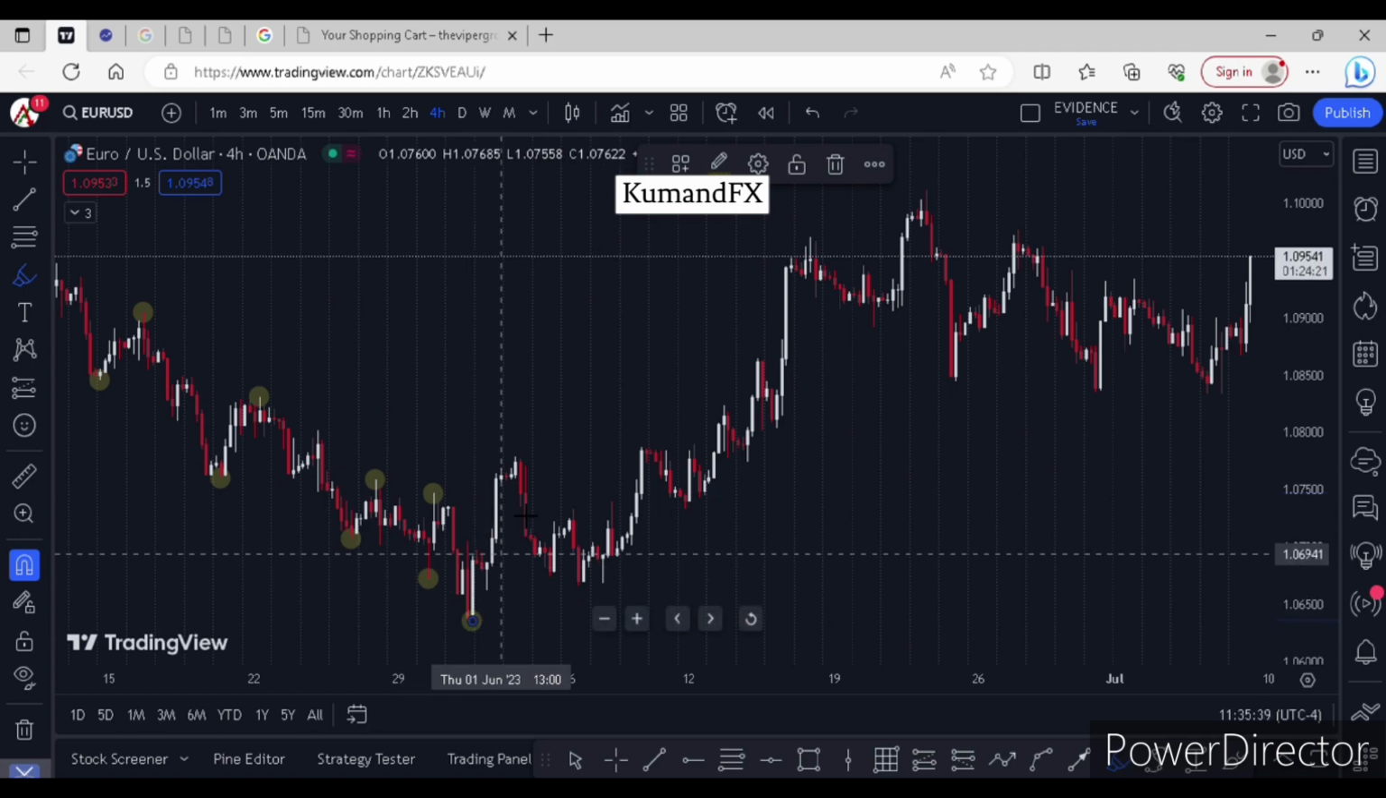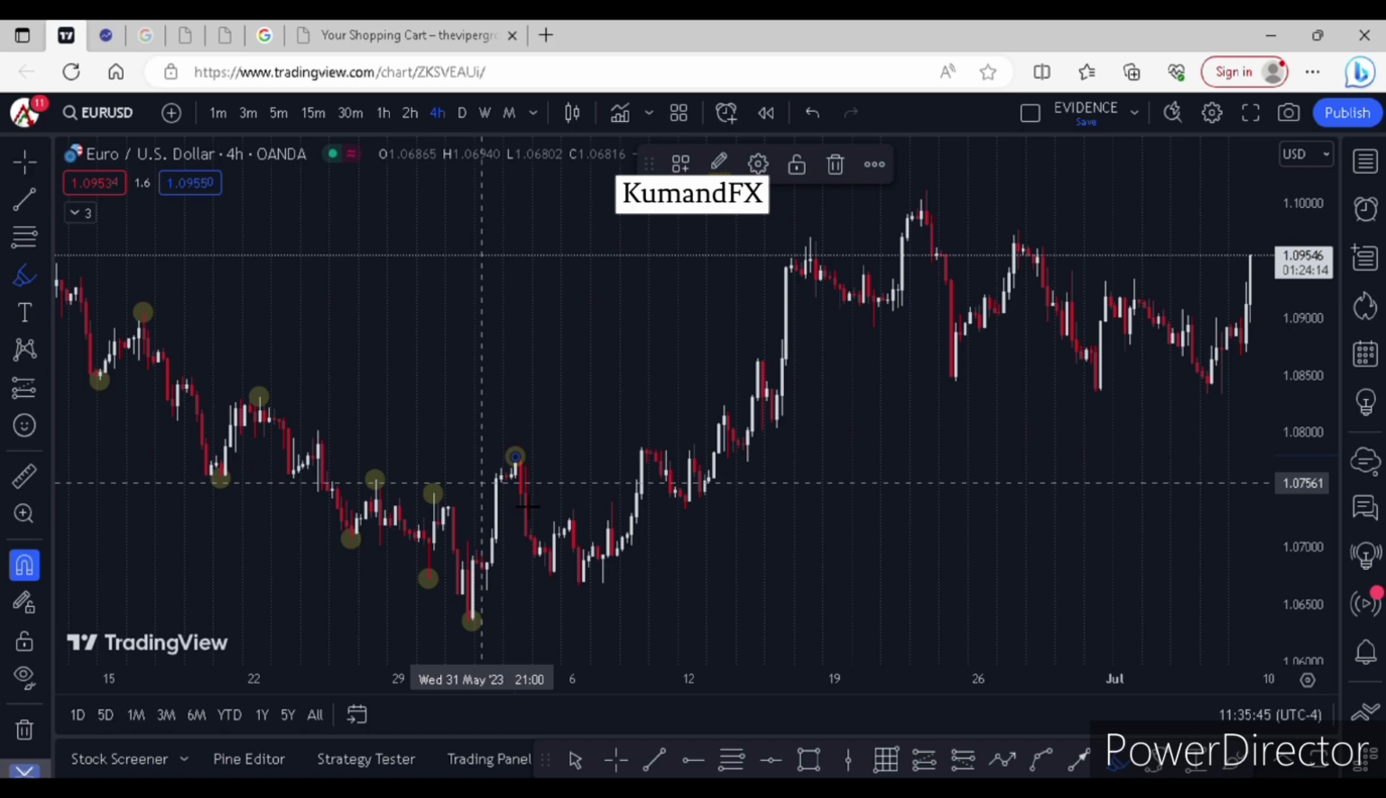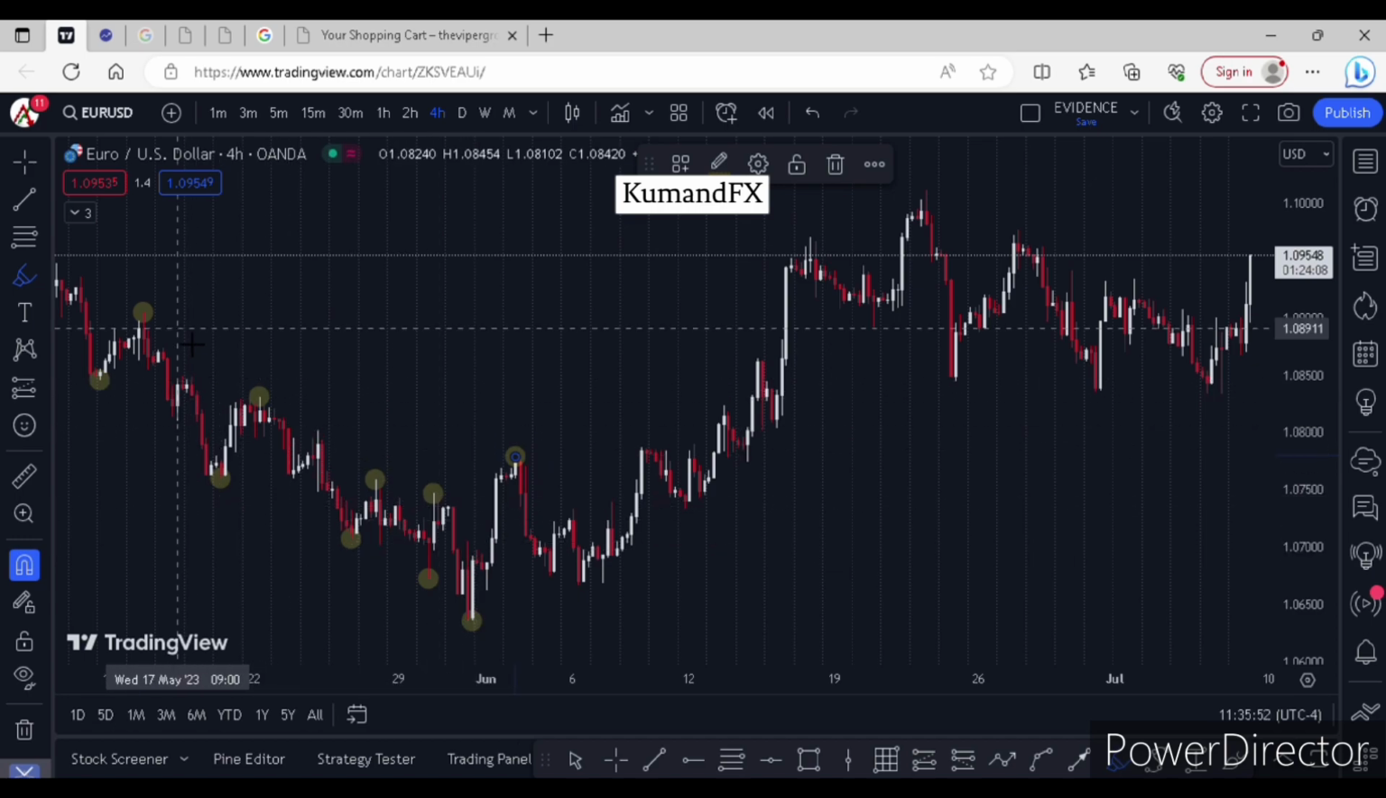Now, what is expected is that we have a higher high. So now, what was expected there was to get a lower low and not the lower high. So there's a change of character there.